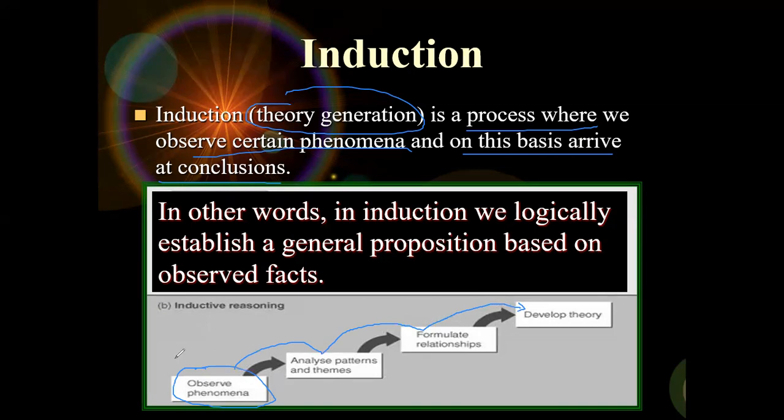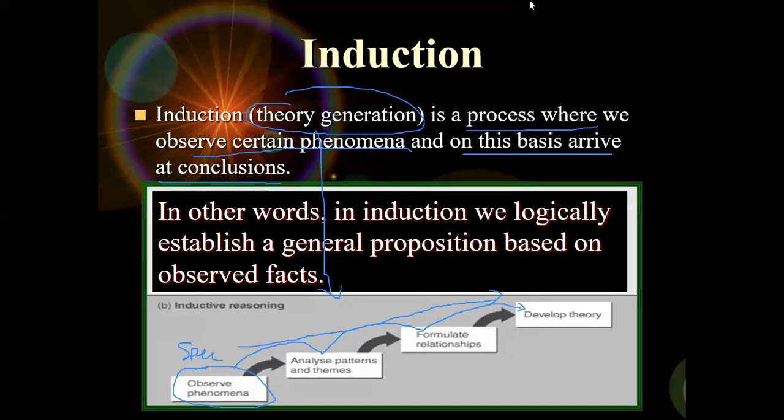So in induction, we start from a specific situation, right? And then after analyzing the patterns and the relationship in that specific situation, we give a name to that relationship, and that name becomes a generalized theory for everyone to study. So then researchers start testing that theory. So this is basically the theory generation process. This is induction.